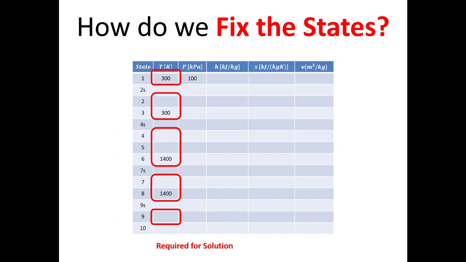So the first thing that we notice about our state table is I actually don't need all of the states in the symbolic solutions that I have. There's no 2s or 4s or 7s or 9s inside my final expressions. But because I know the compressor efficiencies and the turbine efficiencies, I have to first find the isentropic outlets, and then I use the isentropic outlets and the isentropic efficiencies to find the real outlets. So even though something like h2s is not in my final expression, I'm still going to need to find it, because if I don't, I won't be able to find h2.